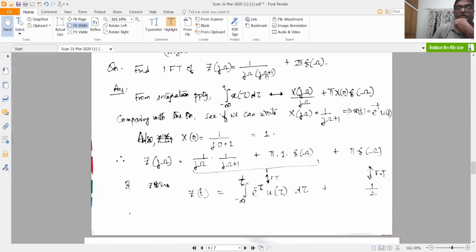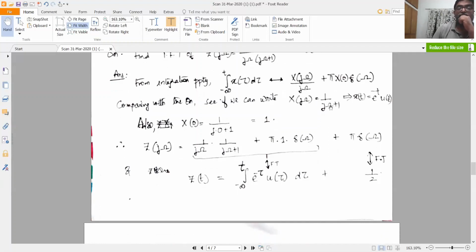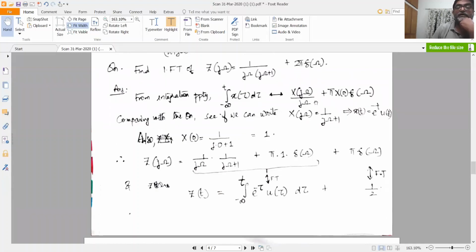plus pi into X(0) into delta(omega). So if you compare these two right hand sides, see if you can write X(j omega) equal to 1 by (j omega plus 1). For that, 1 by (j omega plus 1) would have an inverse Fourier transform equal to e raised to minus t into u(t), because of this 1 here. So x(t) is e raised to minus t into u(t). Is that clear?